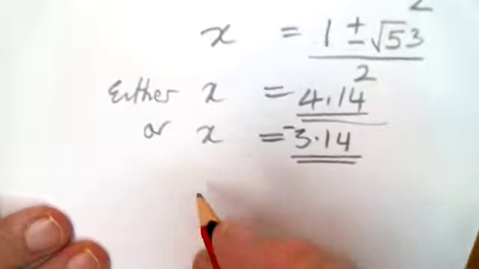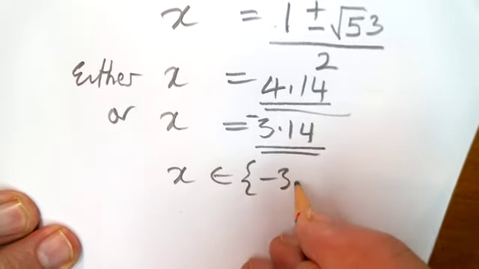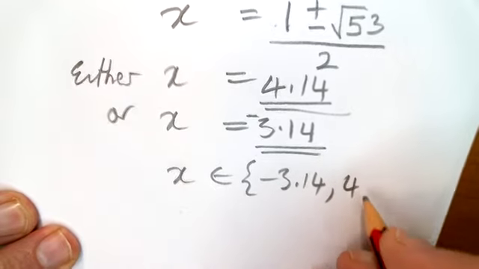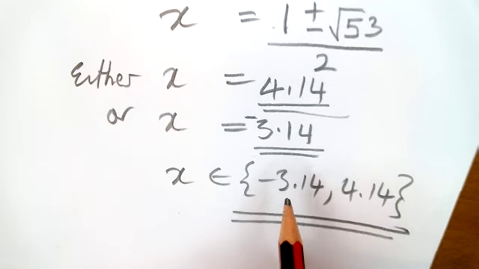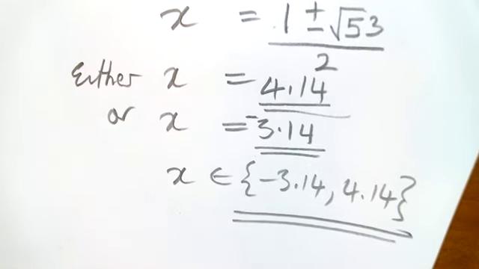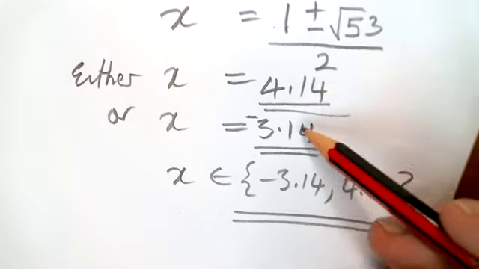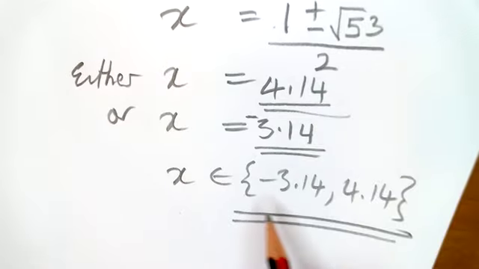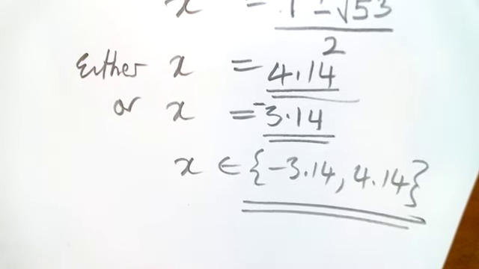And so I'm just going to express it as x is an element of -3.14, 4.14, and I'm expressing it like that because I want the smallest one first, followed by the second one. And hopefully that will make sense. Otherwise, do express it like this. This is probably the best way to do it. But if you want to use set builder notation and you're familiar with that, this would be another way of expressing the answer.